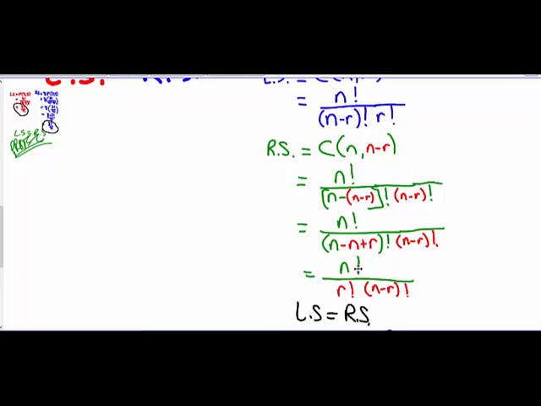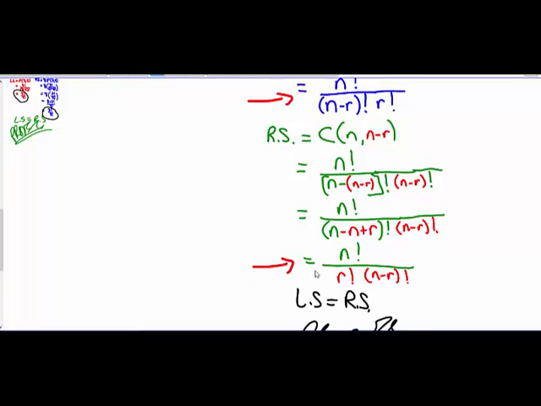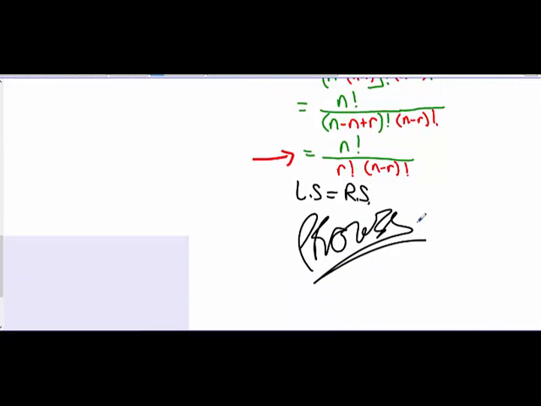I have the exact same thing on the right side here, with the understanding that, of course, the multiplications in my denominator can be done in either order. And so that means that the left side right here is equal to the right side right here, and therefore this has been proven.